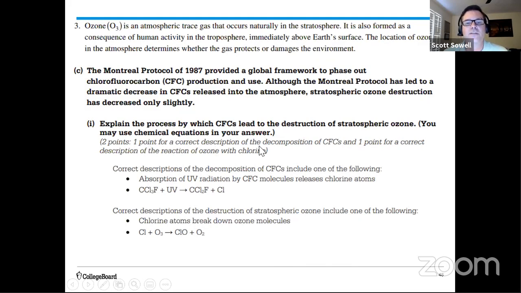1 point for a correct description of the decomposition of CFCs. So the first point comes from UV radiation hitting the CFC and popping off a chlorine. So absorption of UV radiation by CFC molecules releases chlorine atoms, or you could have represented that with a chemical equation. So that's the first part, the chlorine becoming liberated from the CFCs. The second point comes from being able to describe that free chlorine now breaks down ozone molecules, or you could have represented that as an equation. Okay, so 2 points there.